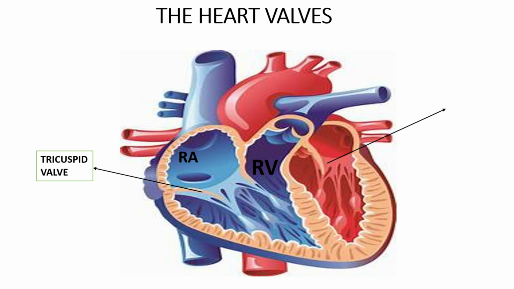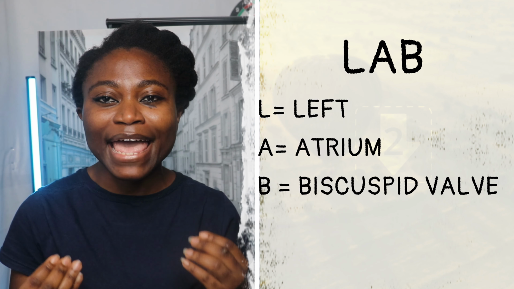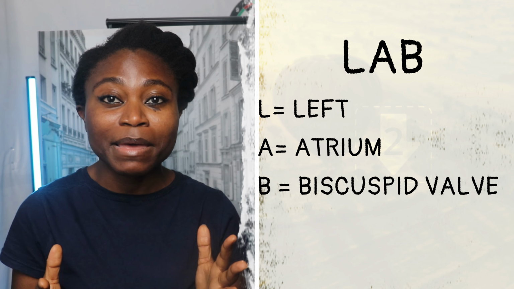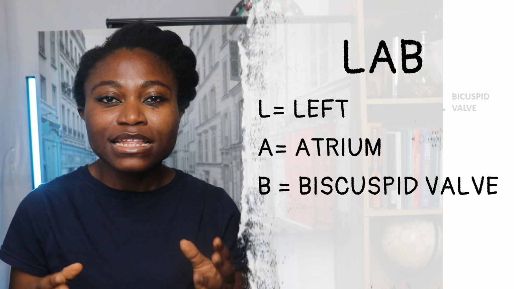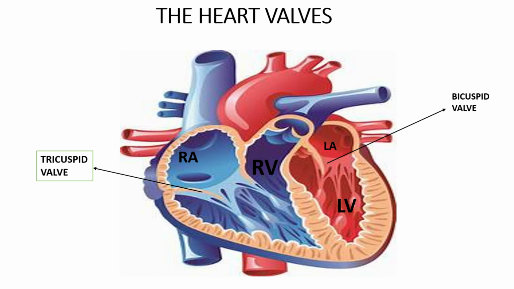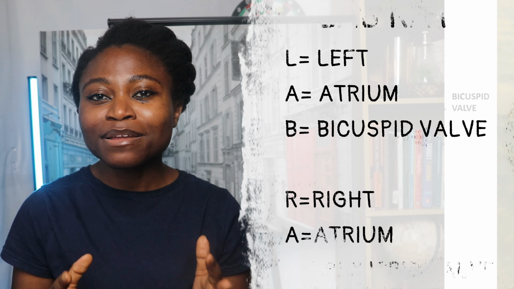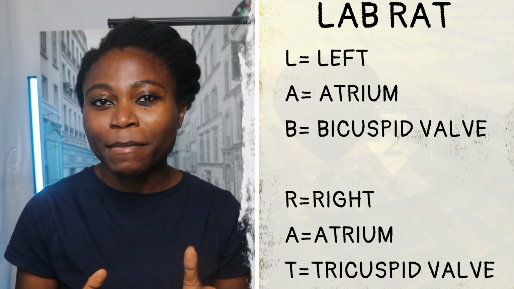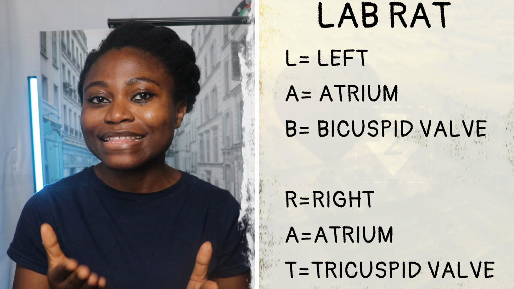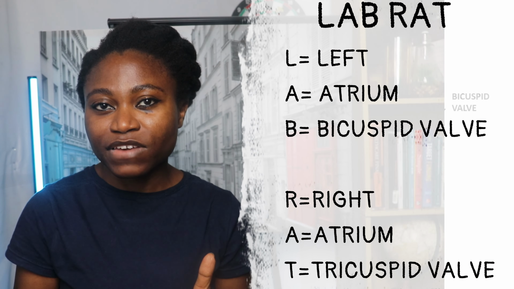The second valve is the bicuspid valve, also known as the mitral valve, and this separates the left atrium from the left ventricle. To remember this, use the mnemonic LAB, so L for left, A for atrium, and B for bicuspid valve. The bicuspid valve has two cusps or leaflets, hence its name. So use the mnemonic LAB-RAT to remember which valves are between the atria and the ventricles.